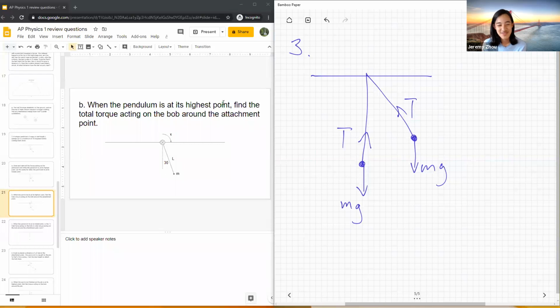Okay. When the pendulum is at its highest point, this one, find the total torque acting on the bob around this point, the attachment point. So I call this the attachment point. And explain to me how you would find the torque. This is the positive direction over here.